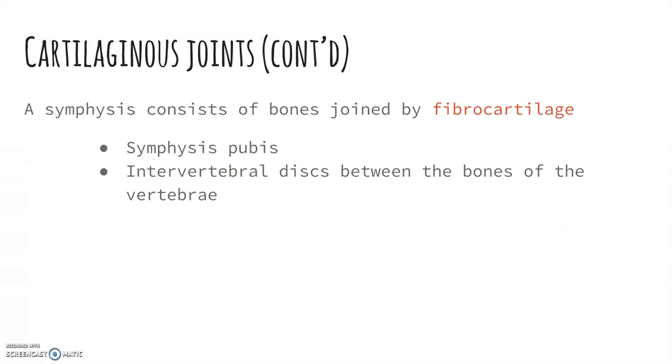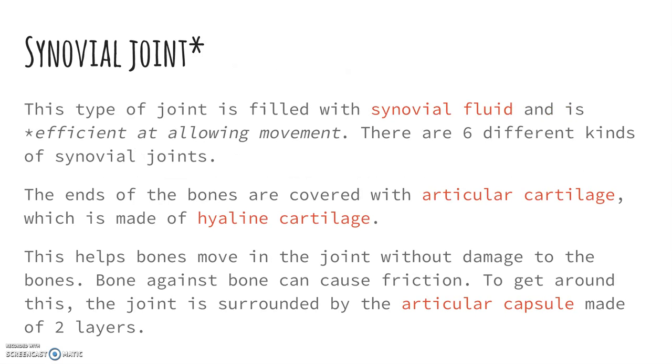A symphysis consists of bones that are joined by fibrocartilage. This type of joint is found in the symphysis pubis and the intervertebral discs between the bones of the vertebral column. The third type of joint is the synovial joint. Notice the star. This type of joint contains synovial fluid, and it's efficient at allowing movement.